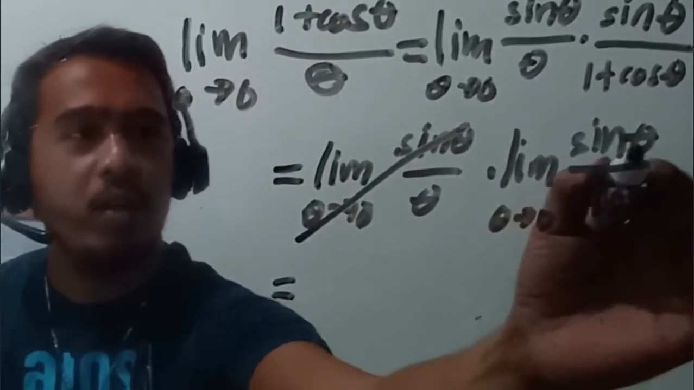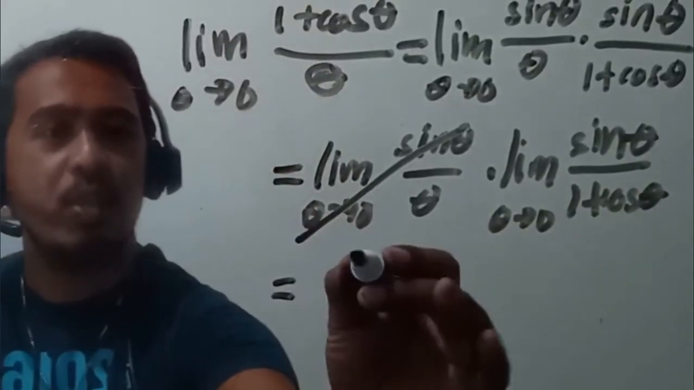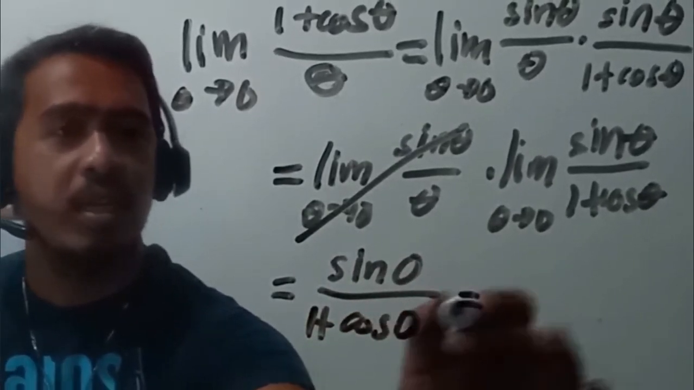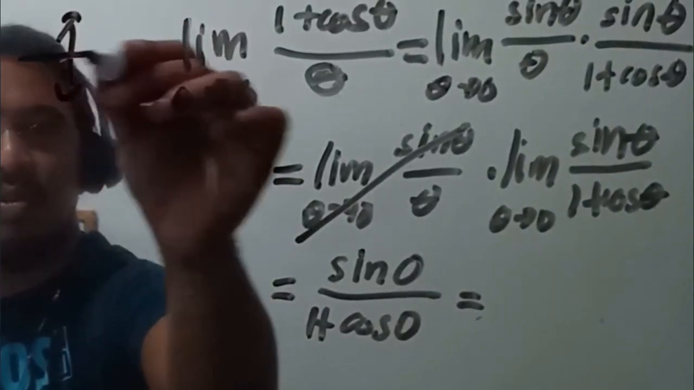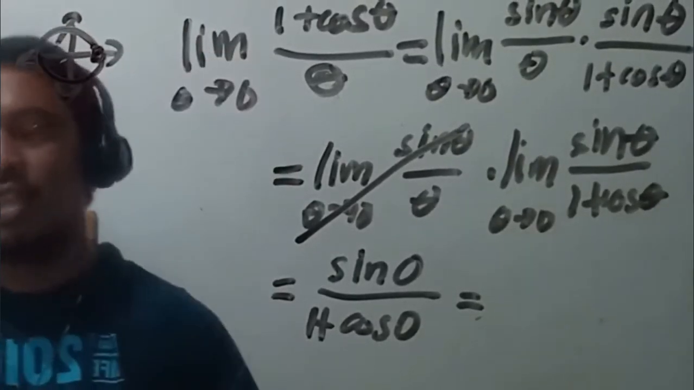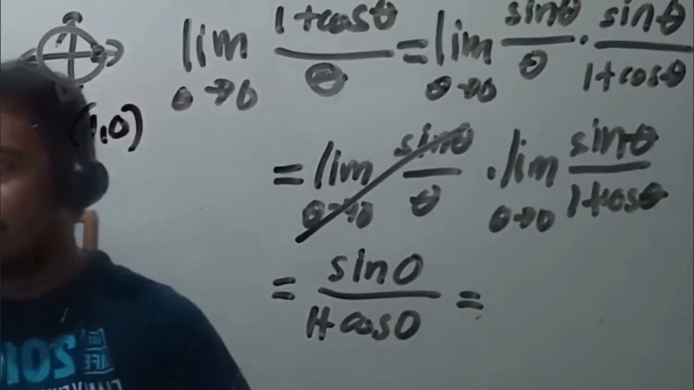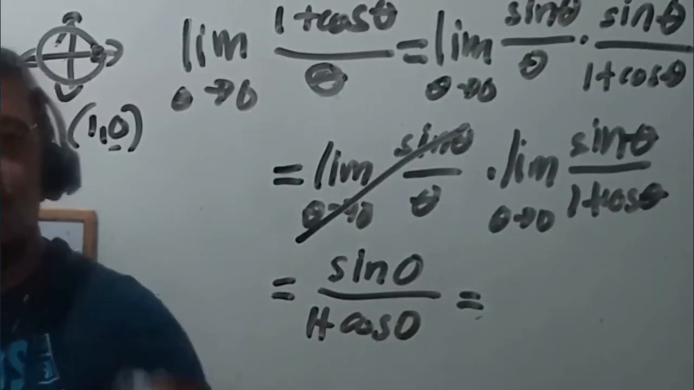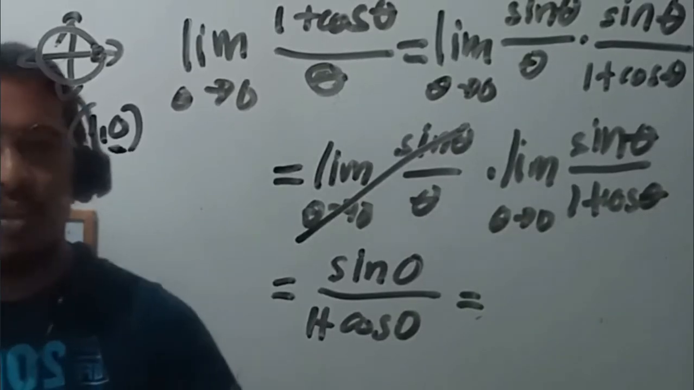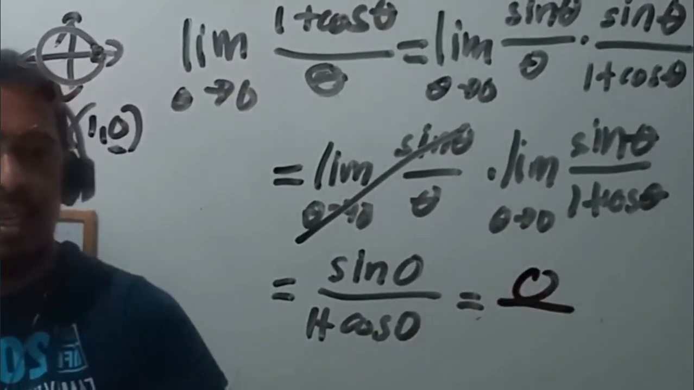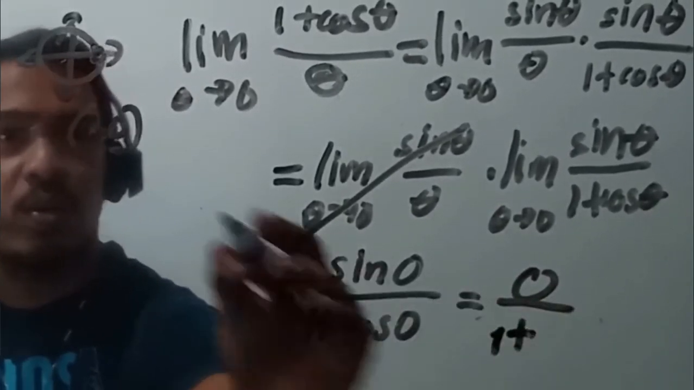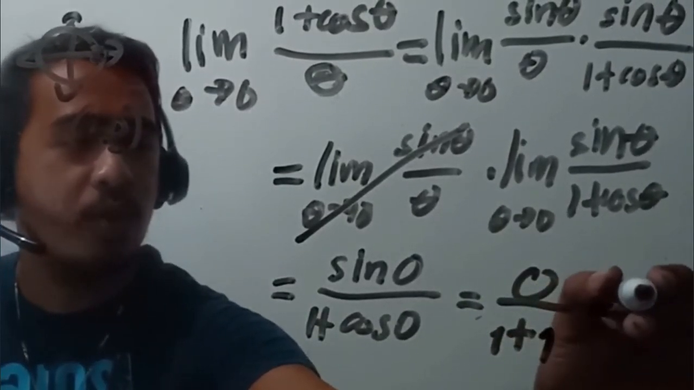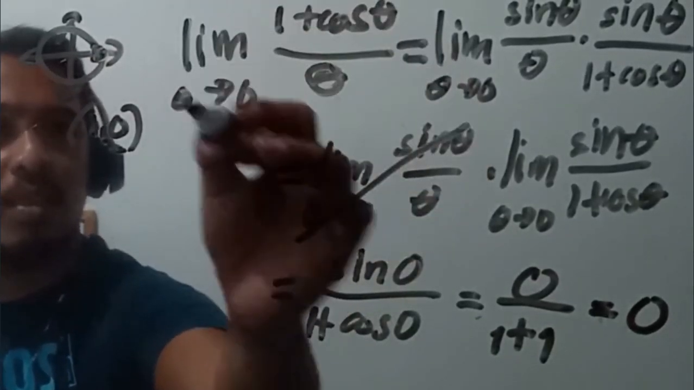And we can now easily evaluate it in the numerator and denominator by substituting. So sine of 0 over 1 plus cosine of 0. Since our angle is 0, 0 is somewhere here in our unit circle, and that is the point (1, 0). So the sine of 0 is 0, because sine is the y value, so it is just 0, and 1 plus cosine of 0 is 1 plus 1, which is 2. So it is 0 over 2, or simply just 0. Therefore the limit of this is 0.